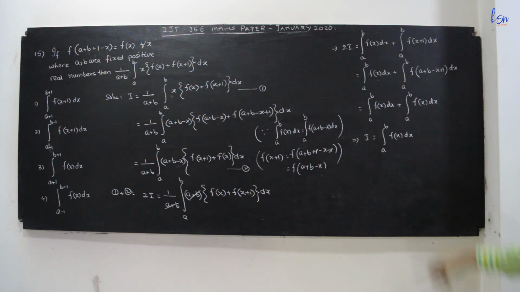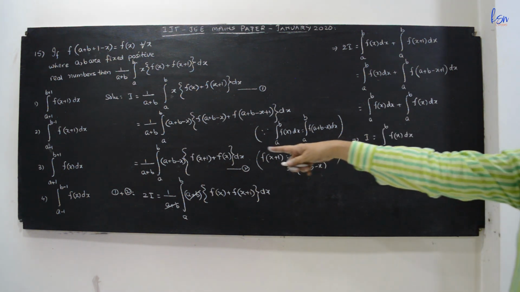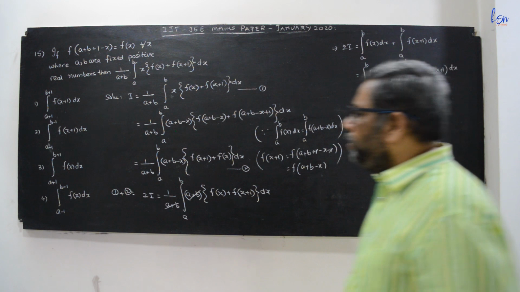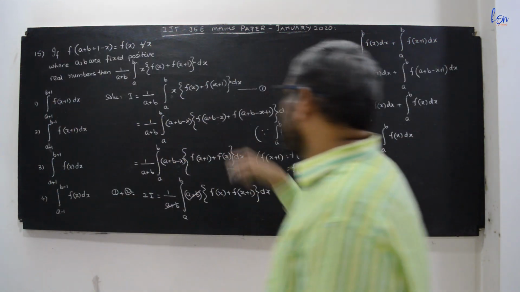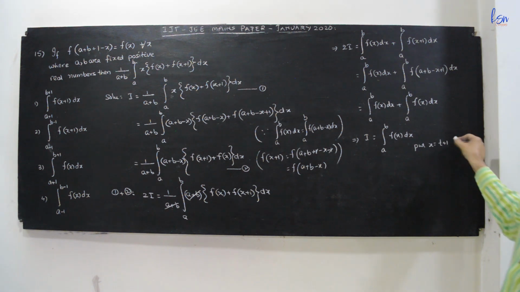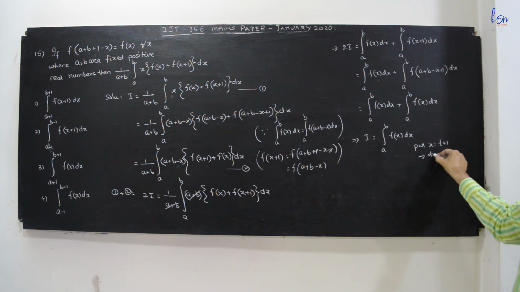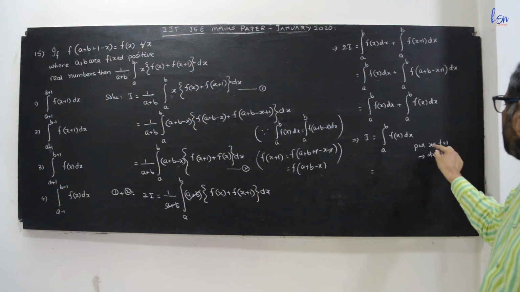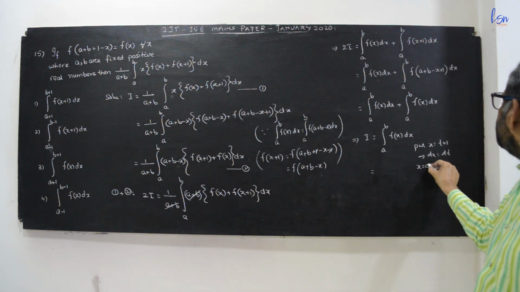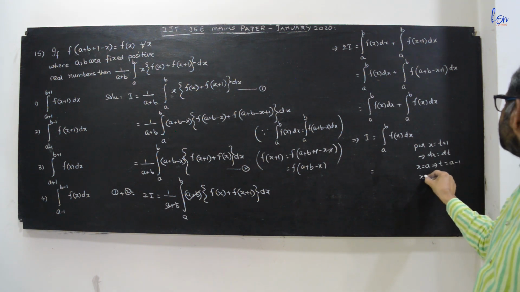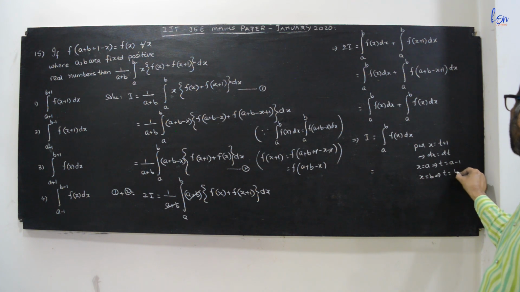Now among the options, this option is not there. The third and fourth options are integral f(x) dx, but the limits are different. Therefore, these two are not the answers. So let us change. Put x is equal to t plus 1, which implies, differentiating, dx is equal to dt. Considering the limits, if x is equal to a, the lower limit, t is equal to a minus 1. If x is equal to b, the upper limit, t is equal to b minus 1.